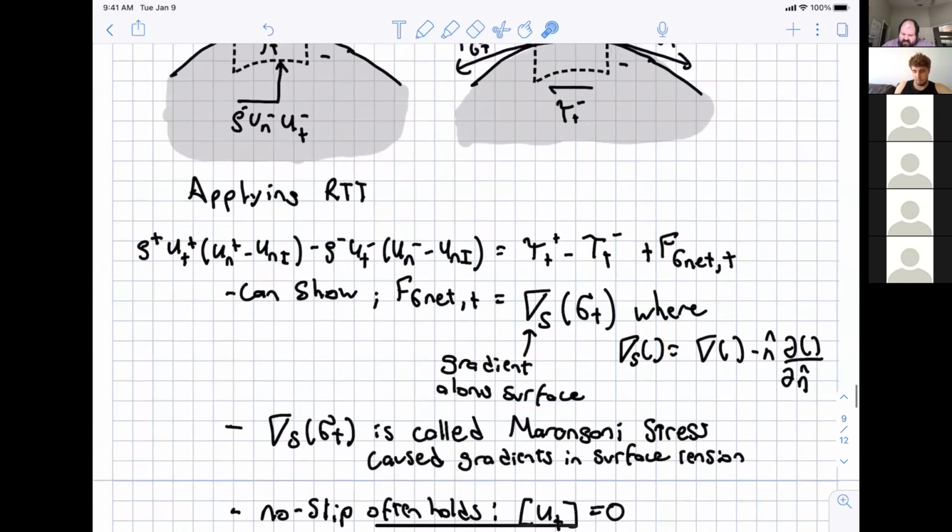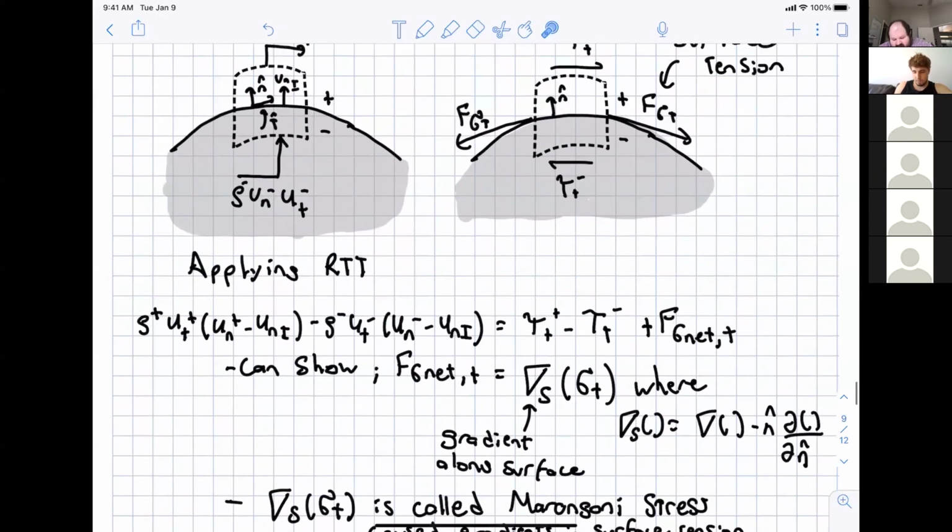Okay, and so if we have our surface here and we want to compute the tangential gradient, that is, we do not care about the component normal to the surface. We only care about the component of the gradient that is tangent to the surface.